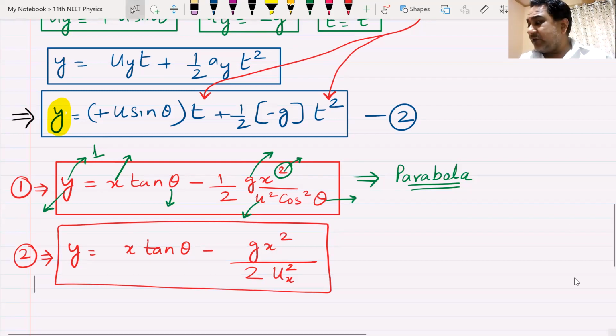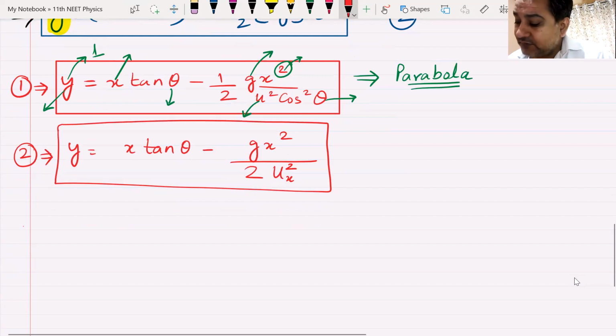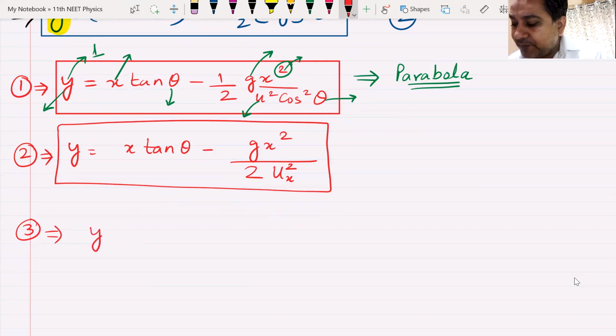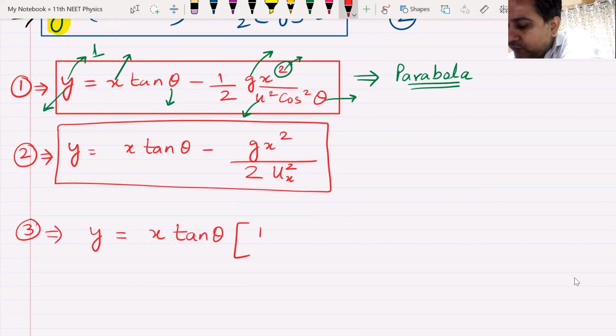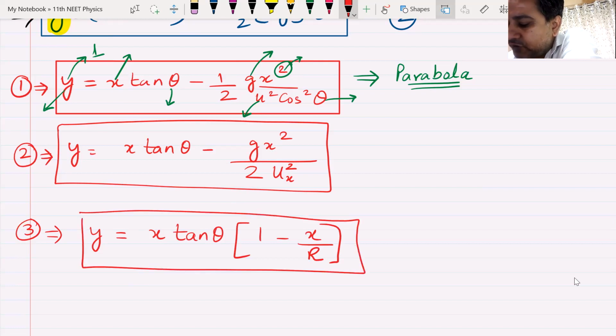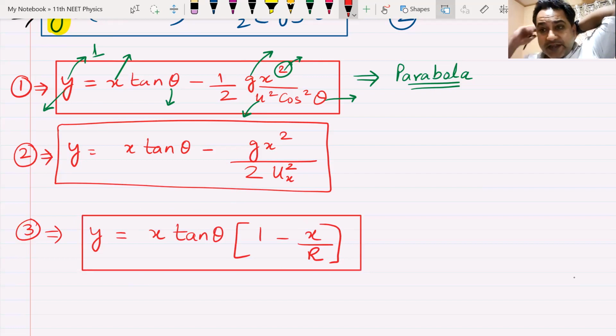Great. Now there is one more form of writing this. How it is derived, we will not get into that part. I will just write the equation. It will be in this form: x tan theta taken common, 1 minus x by R. I will leave the derivation of this for you to do at home when you get time. Just remember what each thing stands for here.